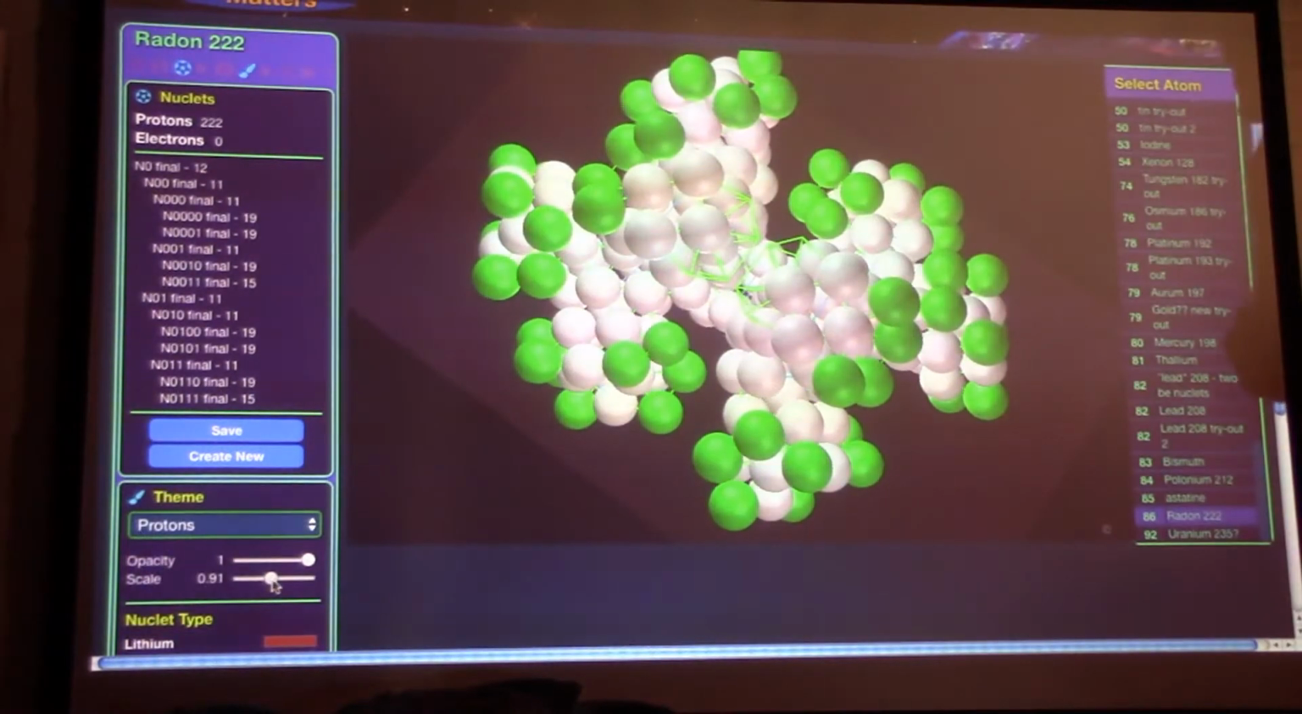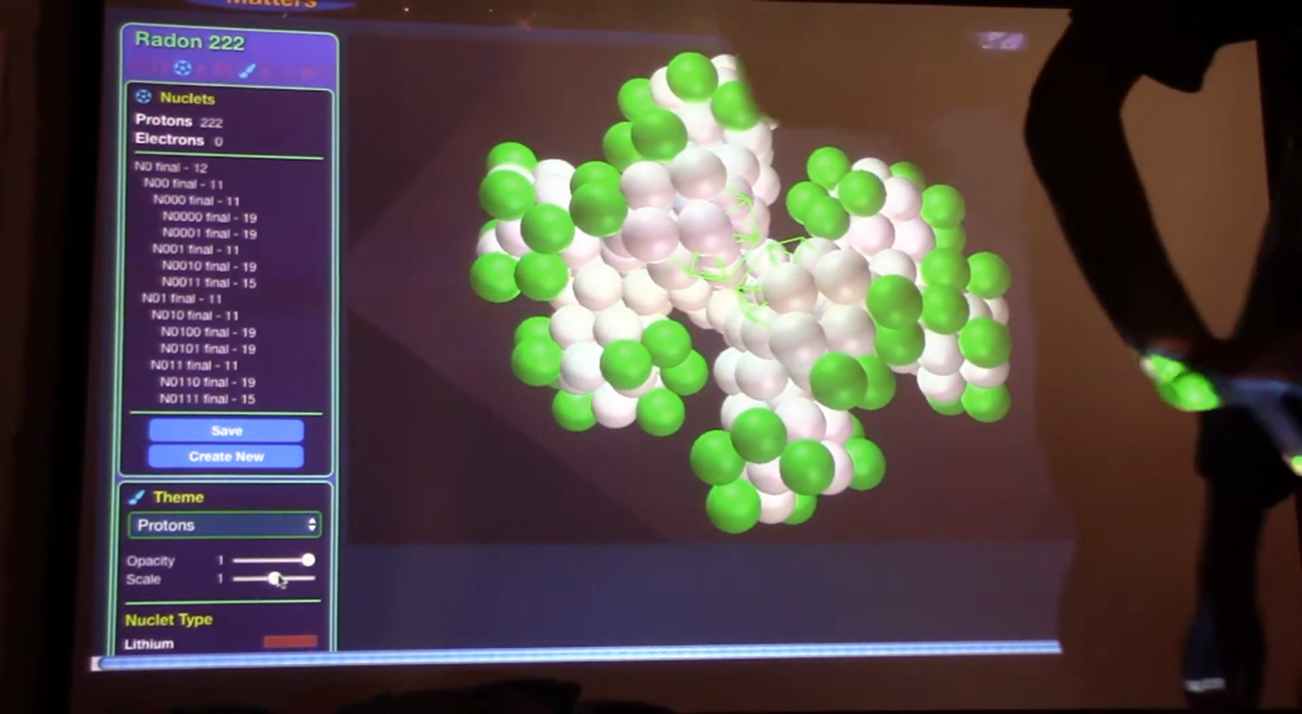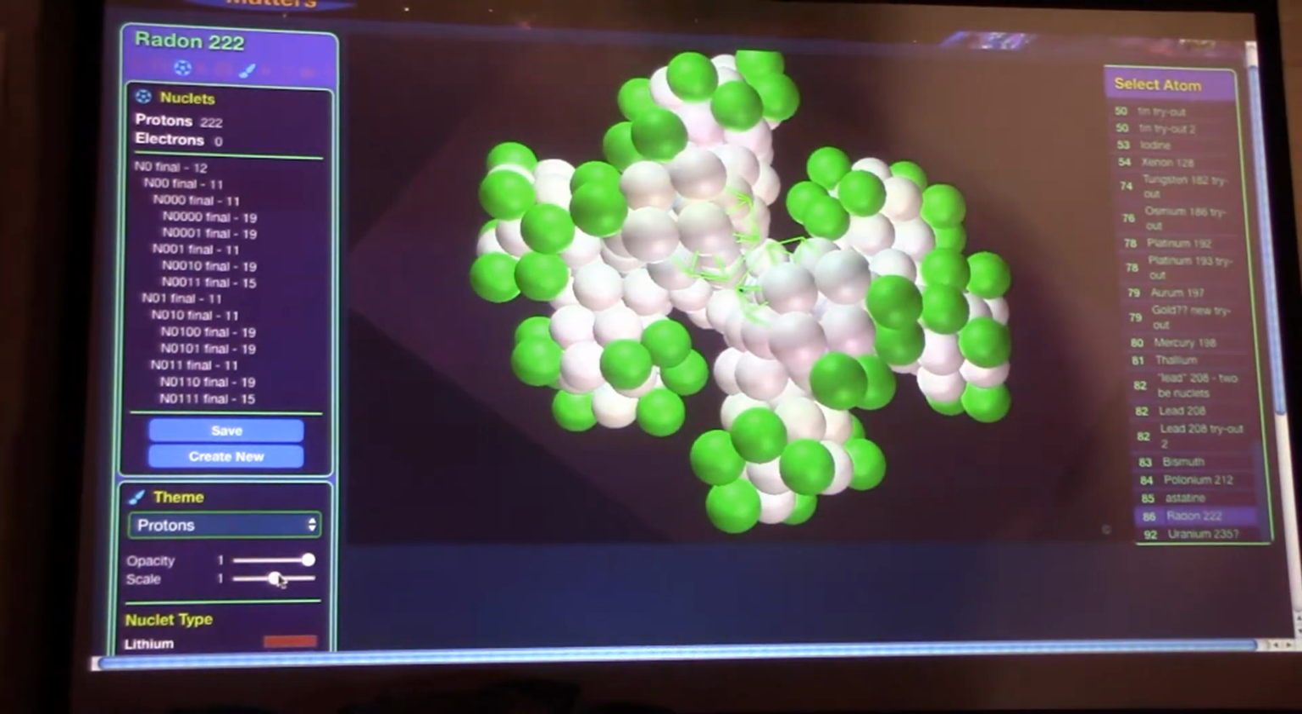We were talking amongst ourselves earlier about alloys. Do you have any examples of alloys on there and how they fit together?